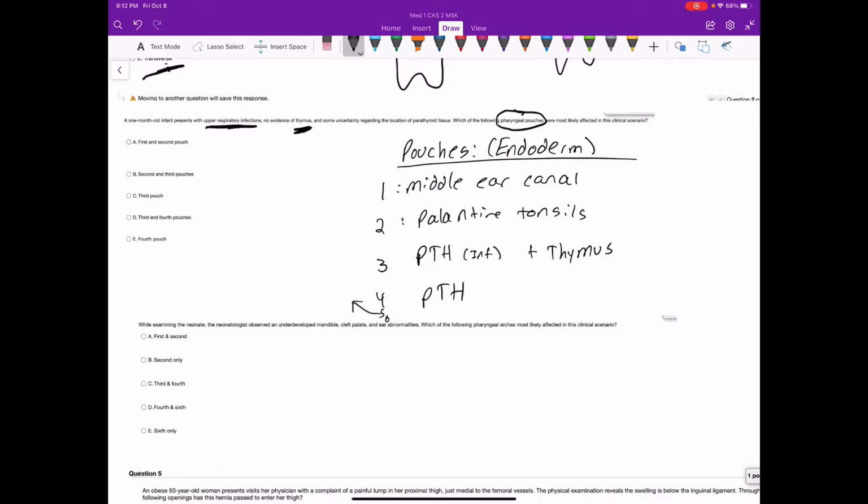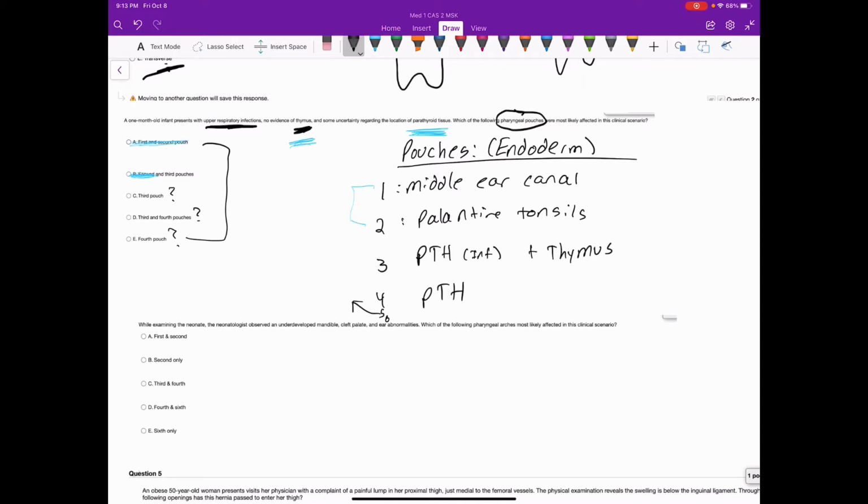Okay, so let's look at the answer choices before we answer. First and second pouch. Definitely not, because that has nothing to do with the thymus or parathyroid, which is in the question, right? It said parathyroid tissue or thymus. So that's definitely not right. Now, second or third pouches. Well, it has second in it, so that one's definitely wrong. Third pouch, maybe. Third and fourth pouches, maybe. Fourth pouch, maybe, because it says parathyroid.